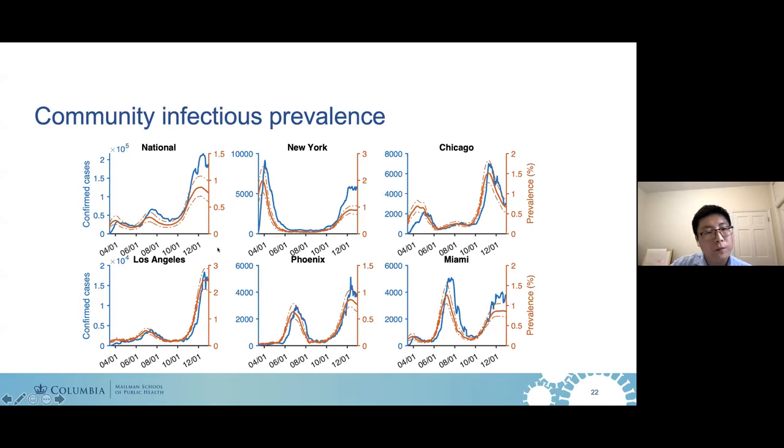But for some metropolitan areas like Los Angeles, we know there was a huge outbreak during the winter. The community infectious prevalence rose up to 2.5%, which is very high. And that means one person in every 40 people in the community was contagious. So the chance of getting infected under this community infectious prevalence is very high.